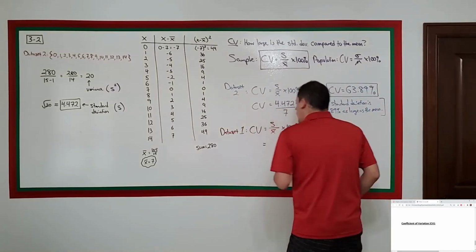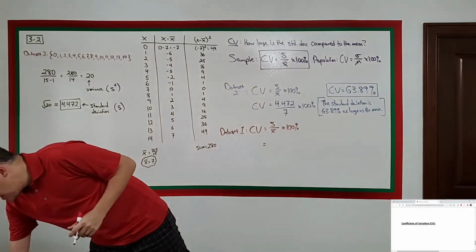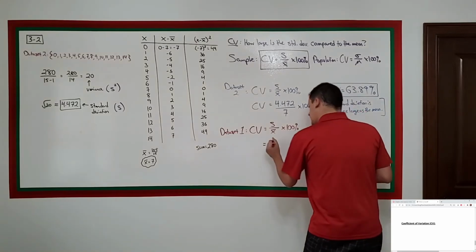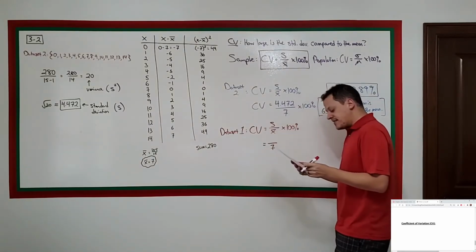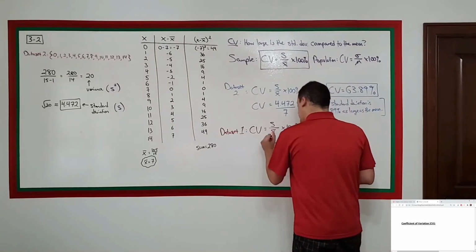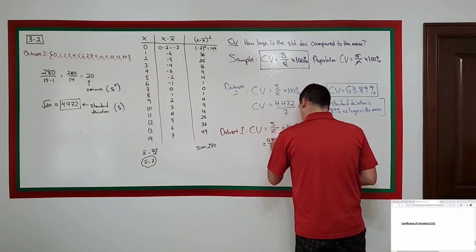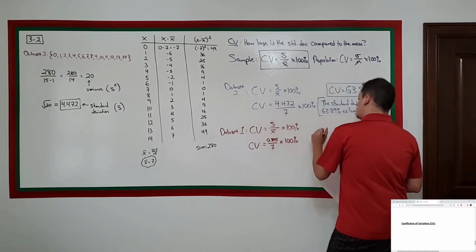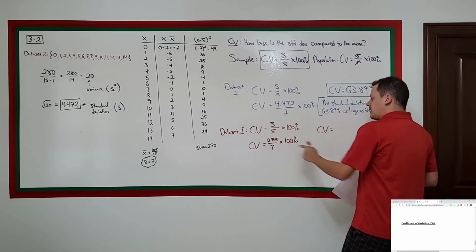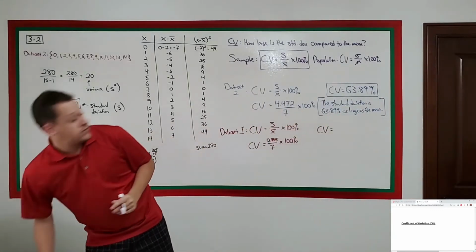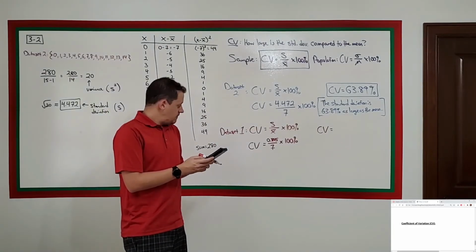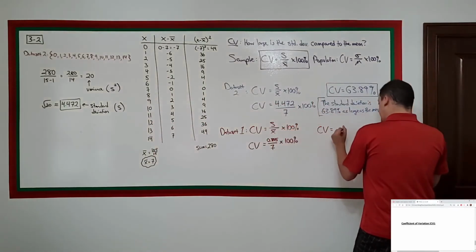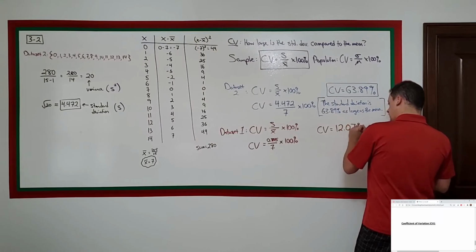So, what were the standard deviation and the mean of data set 1? I won't make you go back to the last video. The mean was 7, and the standard deviation was 0.845. Okay, so if we do that, 0.845 divided by 7 times 100, I get 12.07%.